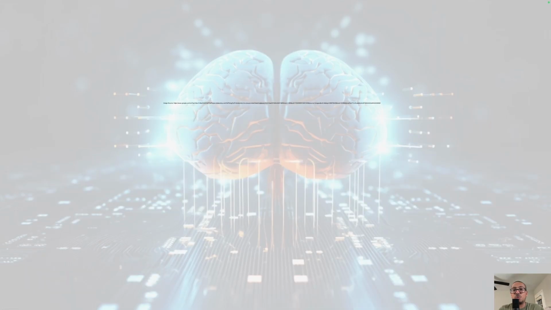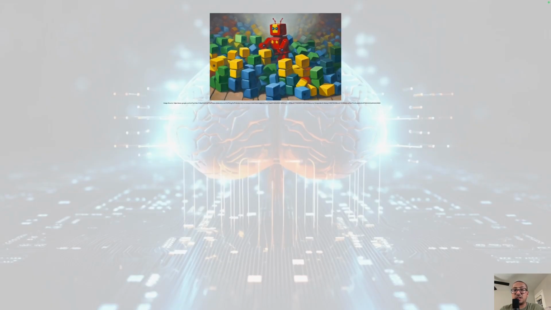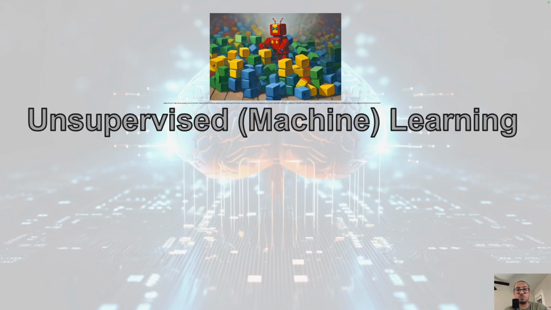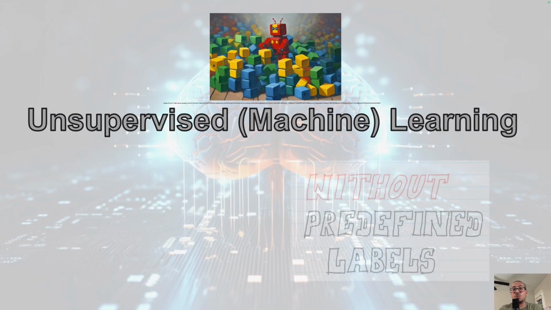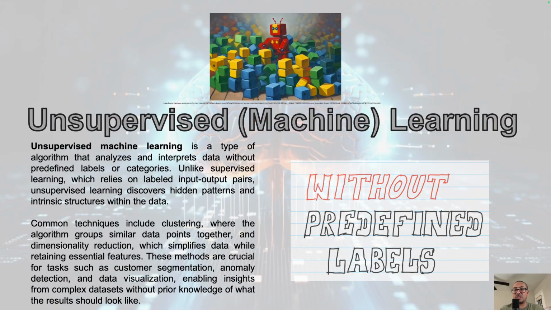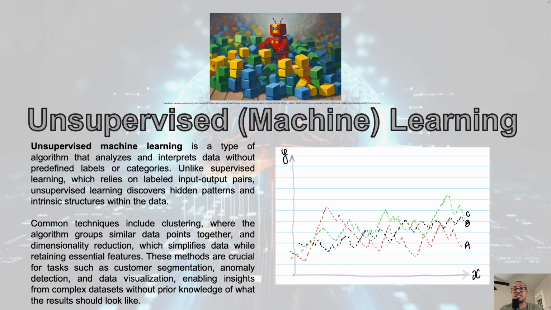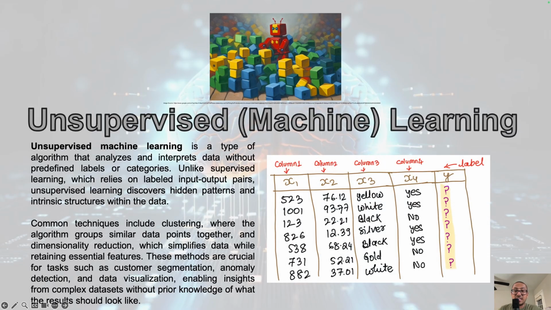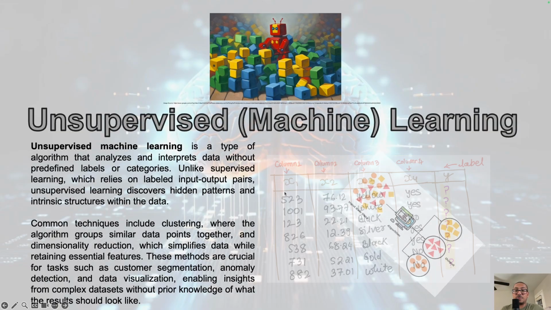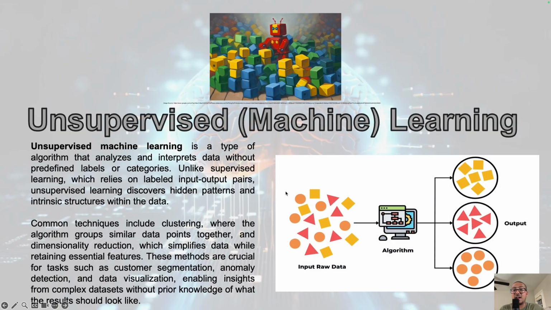The next type of machine learning we will talk about is unsupervised machine learning, or unsupervised learning. Unlike supervised learning, unsupervised learning works without predefined labels or categories. The goal here is for the algorithm to discover hidden patterns or intrinsic structures within the data by itself. Now, unsupervised learning analyzes and interprets the data without any prior labels. The algorithm is given raw, specifically unlabeled data, and its task is to group or organize this data in a meaningful and structured way.